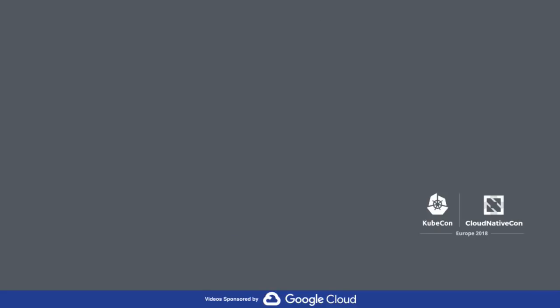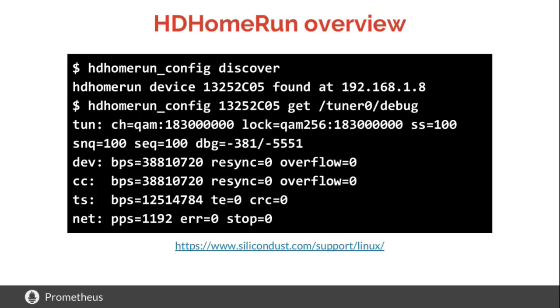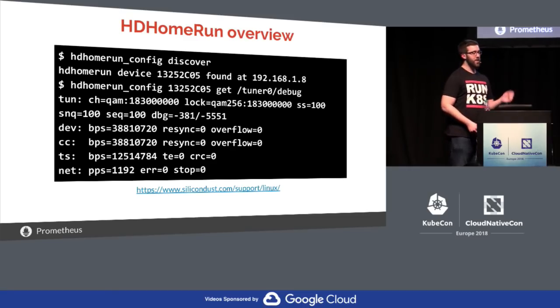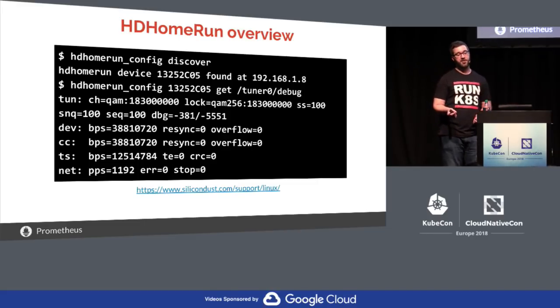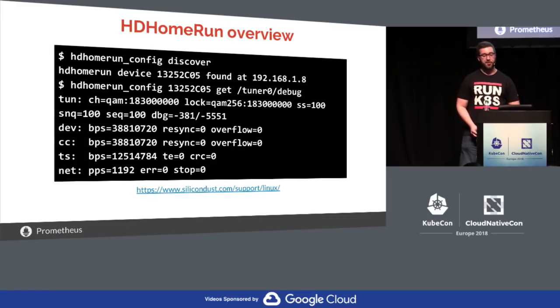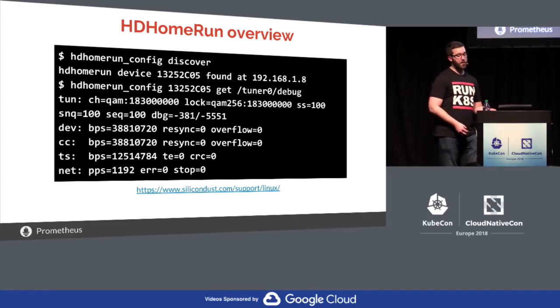And I can discover the device in my network and use its ID to ask it questions, such as give me your tuner debugging information. And as you'll see, there's a lot of different statistics available here. We have information about the tuners, such as the current channel and the channel it's trying to lock to, the signal strength, the signal-to-noise ratio, various bit rates it passed within the device, and finally, the network packets per second and error rates.